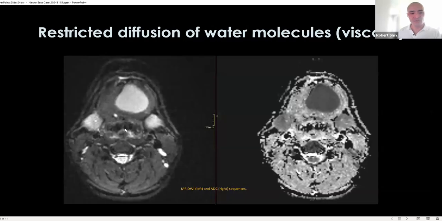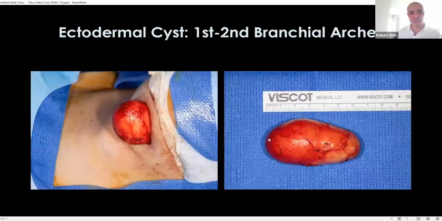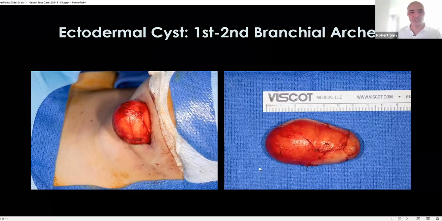These are the axial DWI and ADC images. In this case, you can see how it's bright on DWI and dark on ADC, corresponding to viscous fluid, restricted diffusion of water molecules. Beautiful gross images in this case. On the left is an intra-op. Because it was located beneath the geniohyoid, it went for an extra-oral approach. So rather than resecting it from inside the oral cavity, it went underneath the chin, a submandibular approach, to deliver this cystic mass. You can see it is 6 centimeters in size, pretty large.